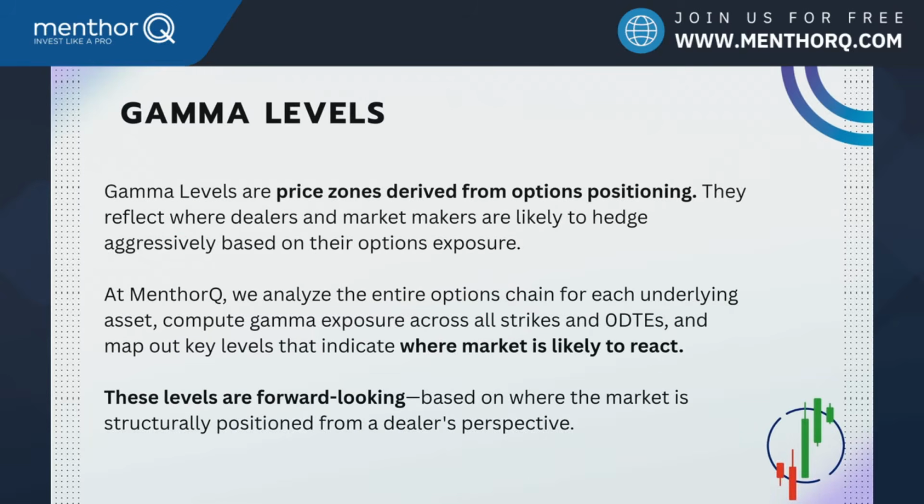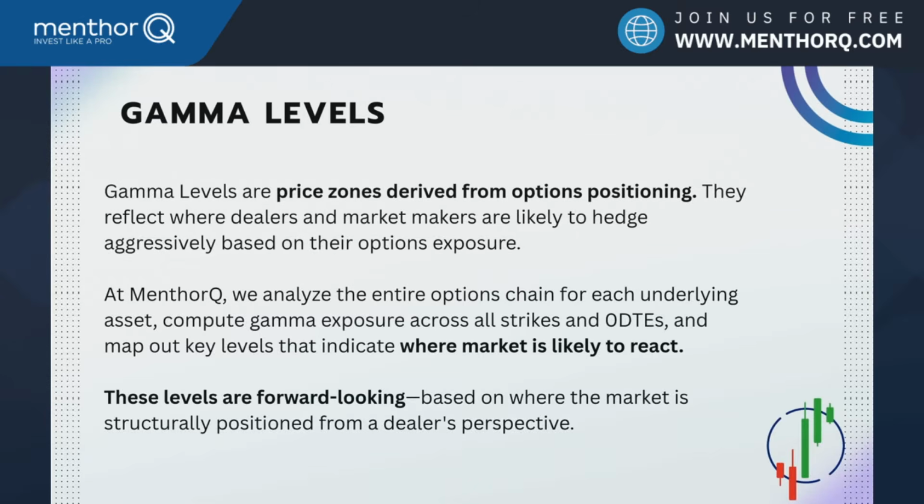to talk about today, which is really our gamma levels, right? First, we need to understand what they are, why are they important, and how can you then use them, and we're going to show you some examples. So gamma levels are really price zones that are derived from option positioning, specifically from gamma exposure. They reflect where dealers and market makers are likely to hedge aggressively based on their option exposure.